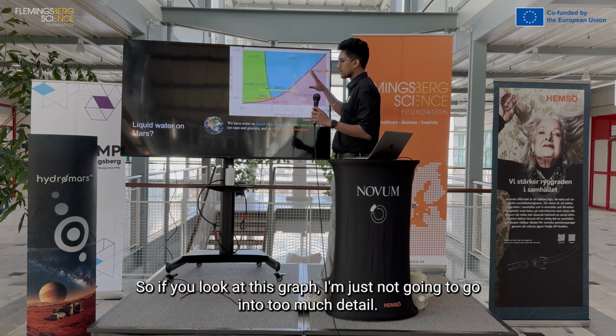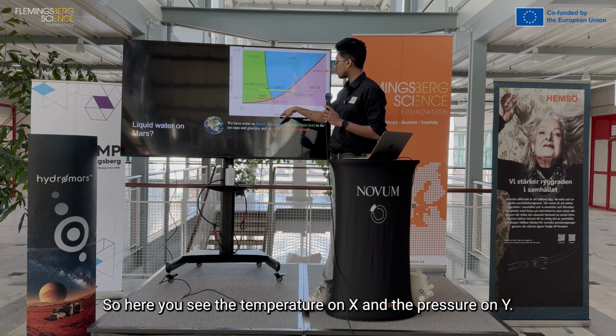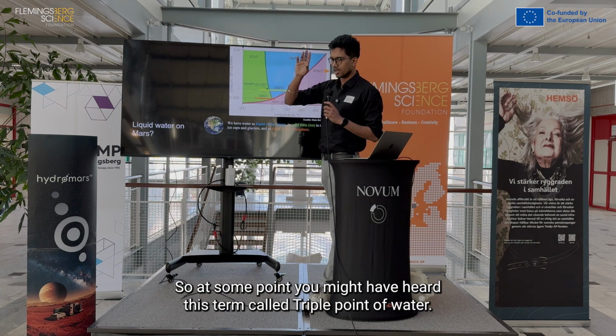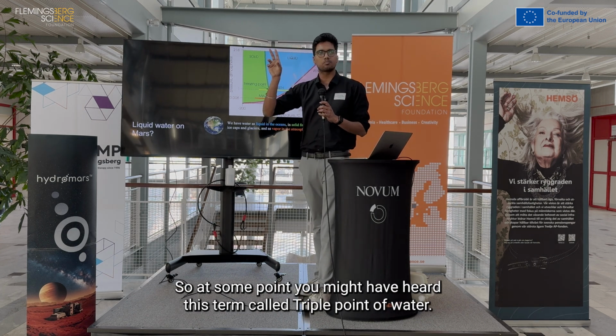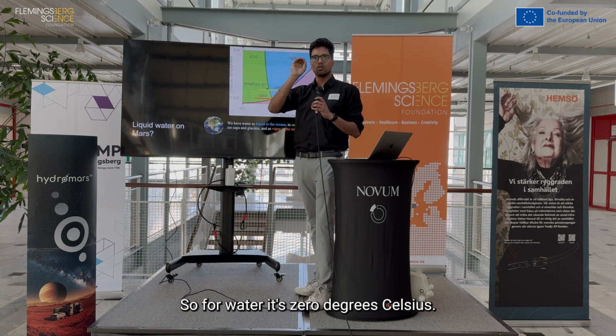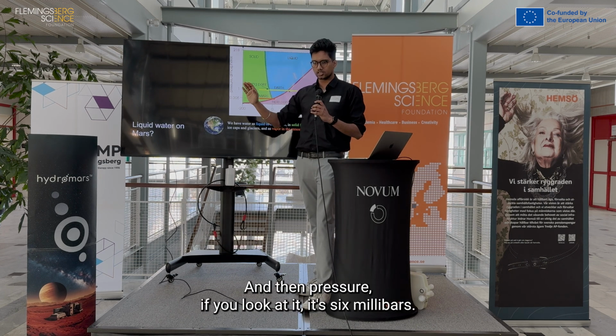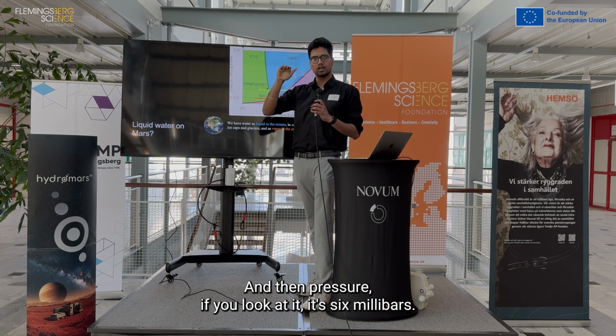If you look at this graph, I'm not going to go into too much detail. Here you see the temperature on X and pressure on Y. At some point, we might have heard this term, the triple point of water, where water exists in all three phases: solid, liquid, and vapor. For water, it's 0 degrees Celsius in temperature, and the pressure is 6 millibars.